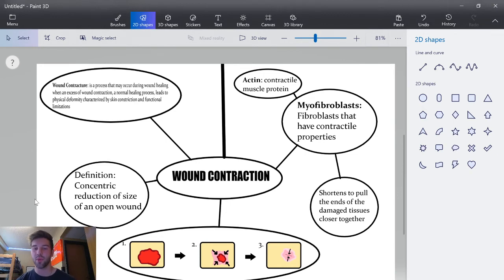All while this is happening, we also have other fibroblasts that are emitting collagen type 3 fibers, which are weaker and very vulnerable to tensile forces. So if you do stretch them, it just opens the wound again. But yeah, that's how it goes.